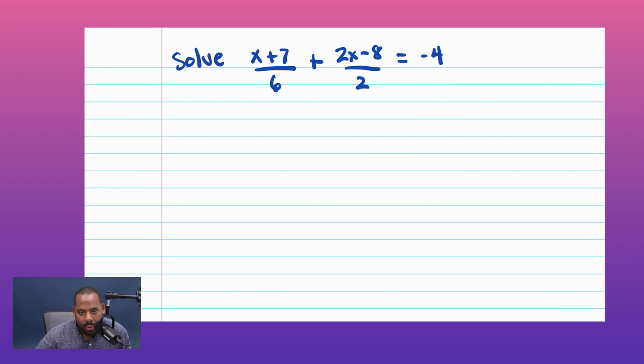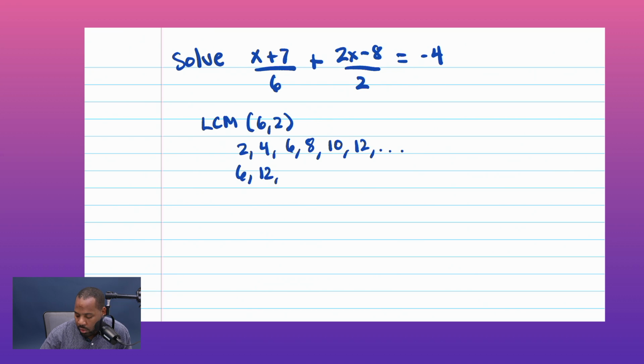To find the least common multiple, you write out the multiples of 2 and you write out the multiples of 6. Let's write out the multiples of 2: 2, 4, 6, 8, 10, 12, and so forth. Let's write the multiples of 6: 6, 12, 18, and so forth. The first number we see in common is 6. So my least common multiple is 6.